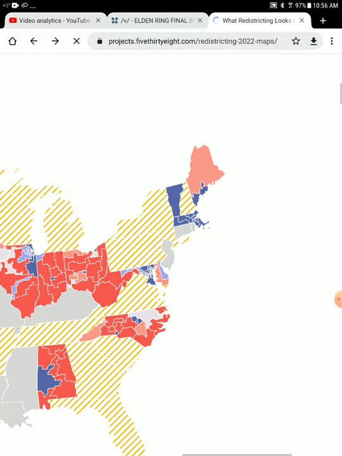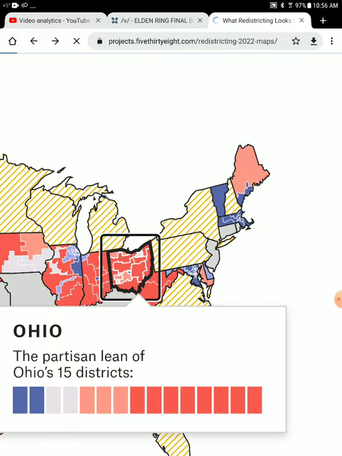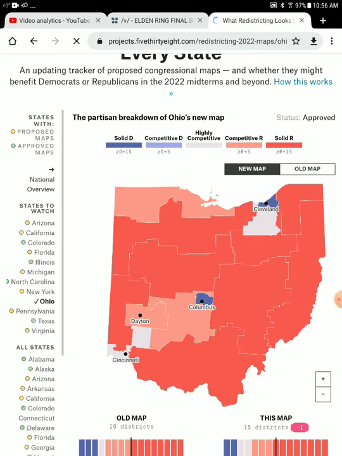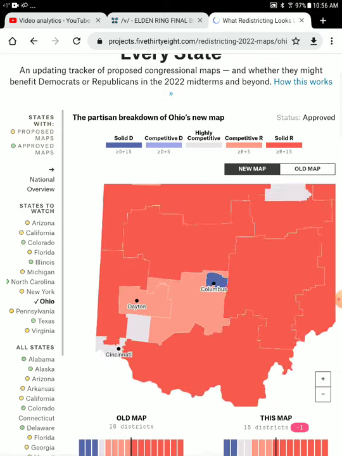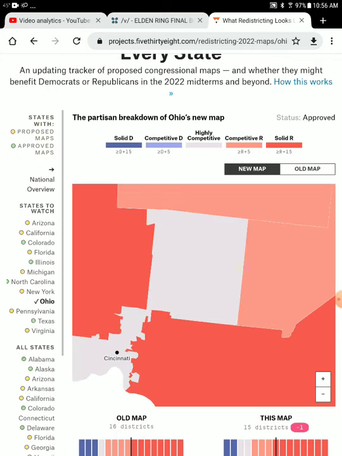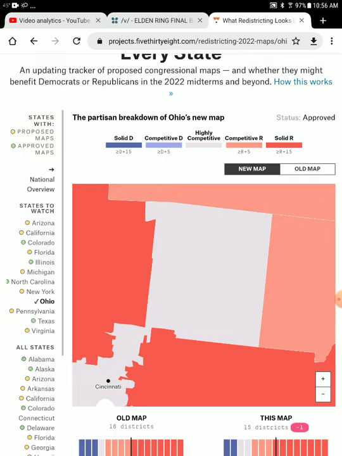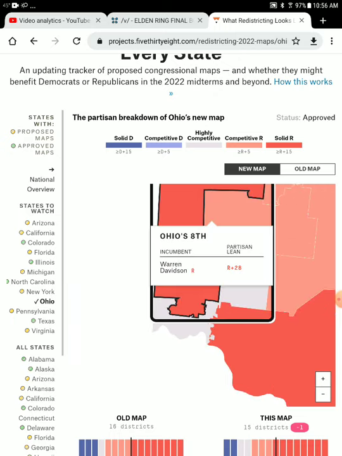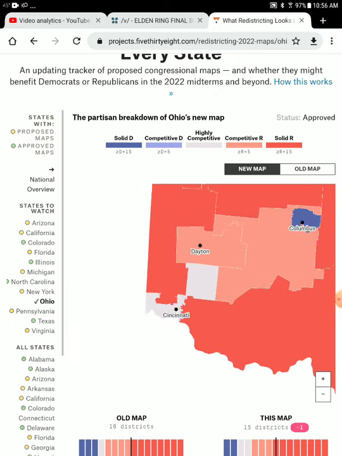But then we have to go to Ohio. Ohio has some pretty bad border gore, and this is the last one we'll be talking about. It's mostly concerning Cincinnati. Cincinnati, for some reason, is a part of this random block here. It is basically thinly separating two districts here, 8th and 2nd.